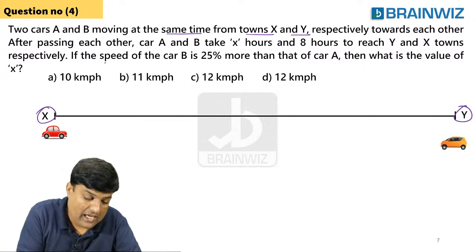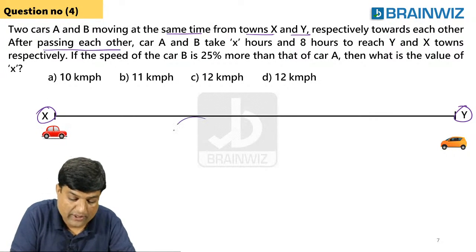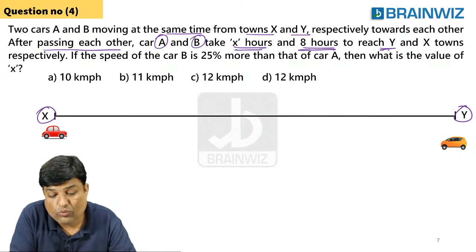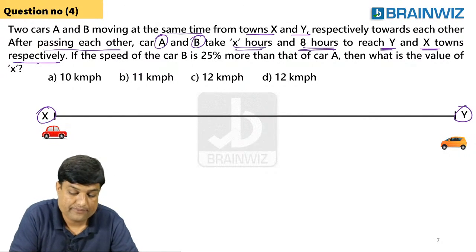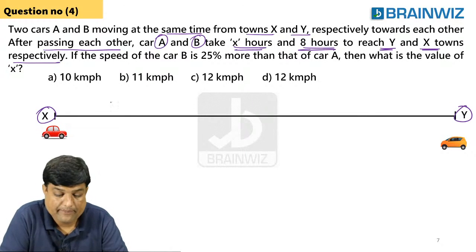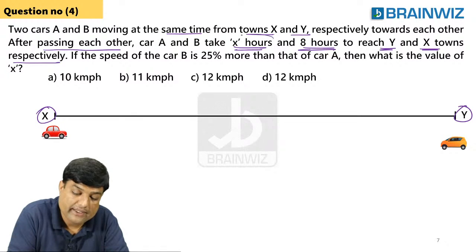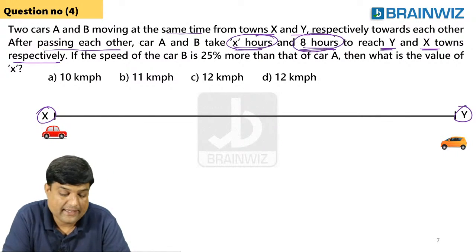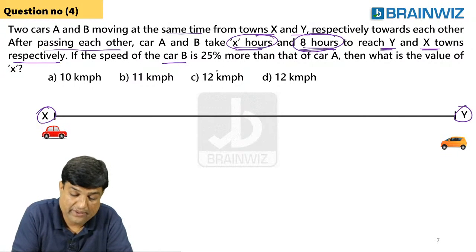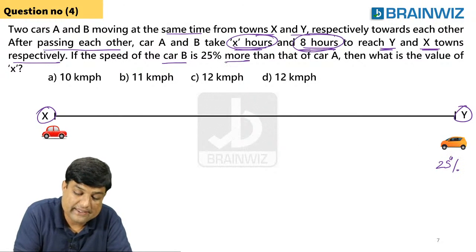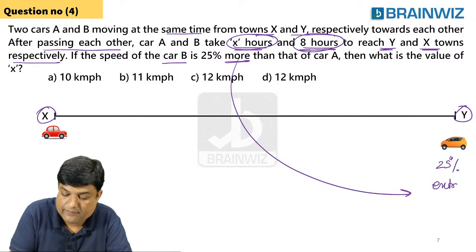Okay, what does it say here? After they pass each other, meaning when they meet somewhere, car A and car B took X hours and 8 hours to reach towns Y and X respectively. Meaning after they meet, the time taken by them is X hours and 8 hours to reach the other ends. He told you the speed of car B, the second car, is 25% more. More is nothing but extra.